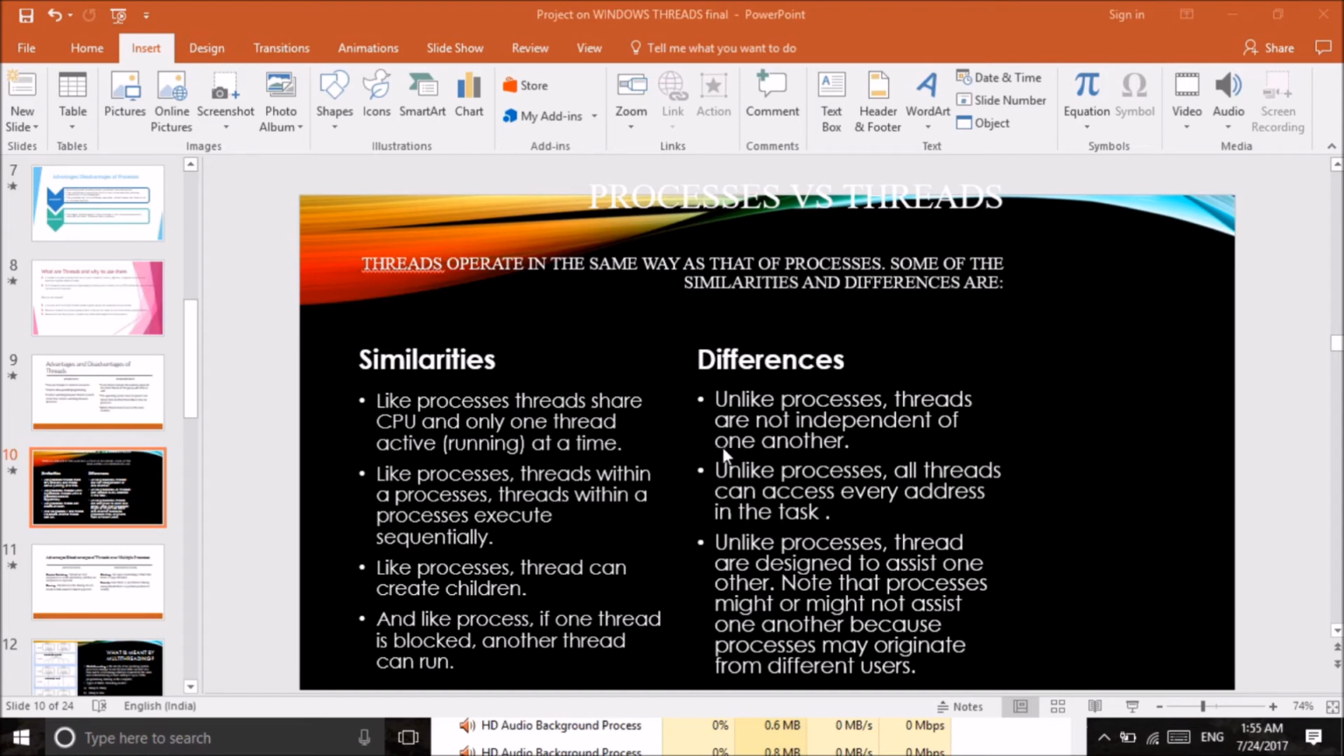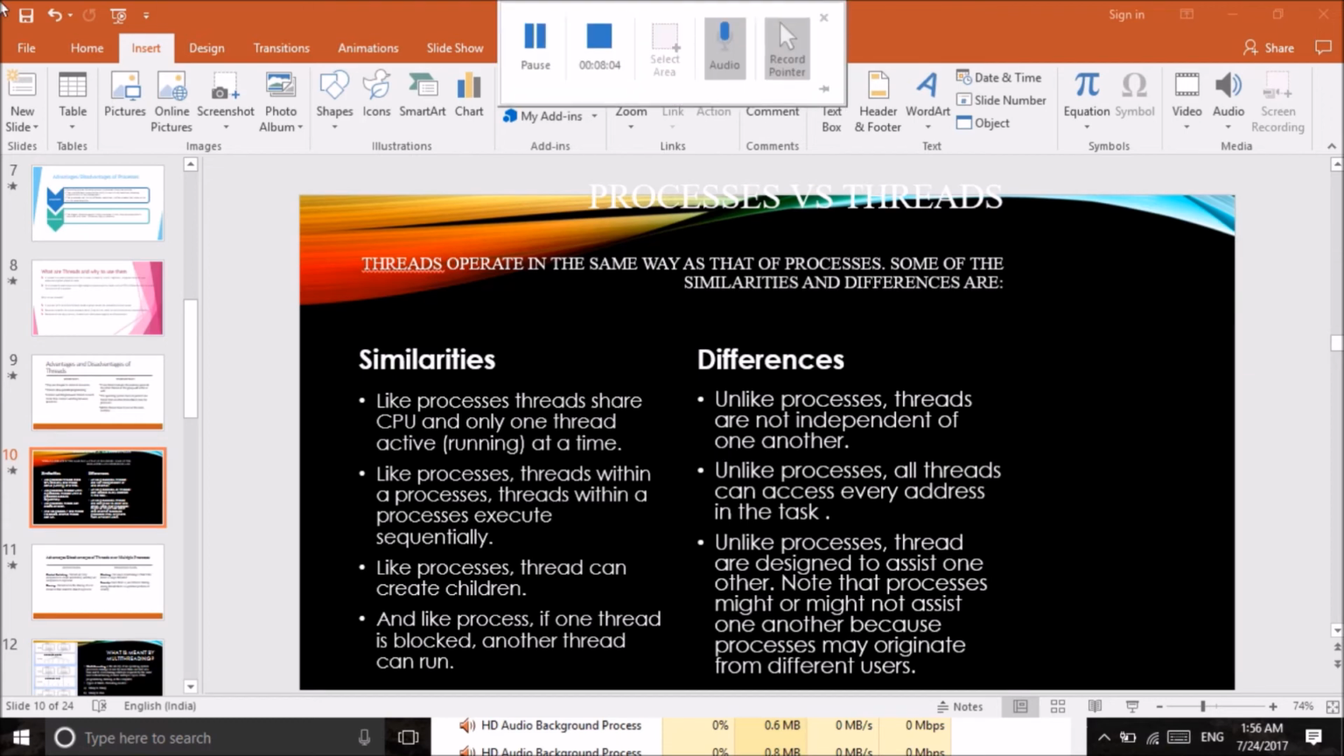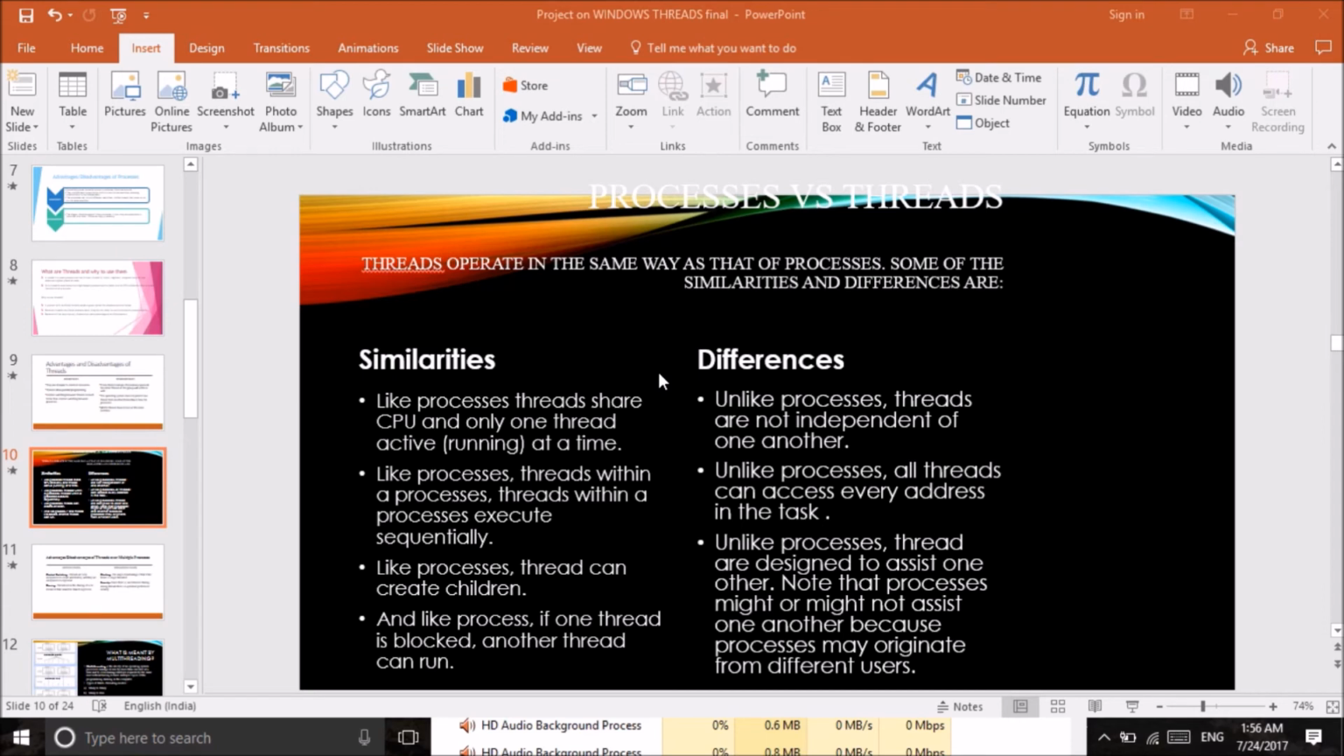Next, we have processes versus threads. Similarities: like processes, threads share the CPU and only one thread is actively running at a time. Each thread runs at a particular time. Like processes, threads within a process execute sequentially. Like processes, threads can create children, and like processes, if one thread is blocked, another thread can run. Differences: unlike processes, threads are not independent of one another. Unlike processes, all threads can access every address in the task.